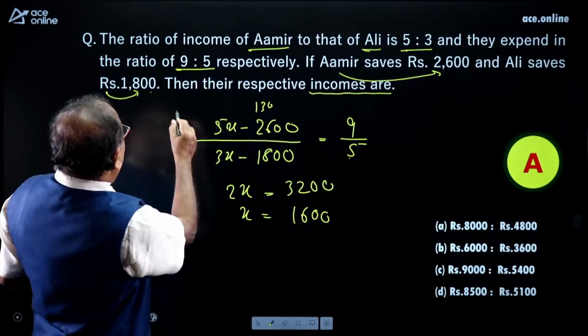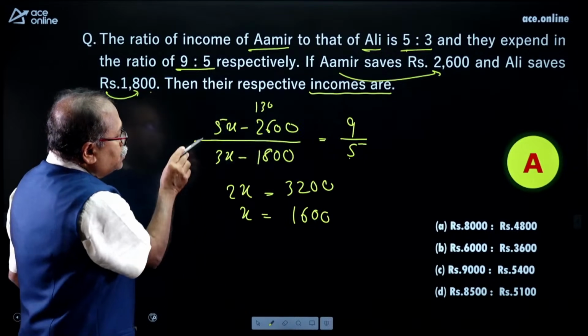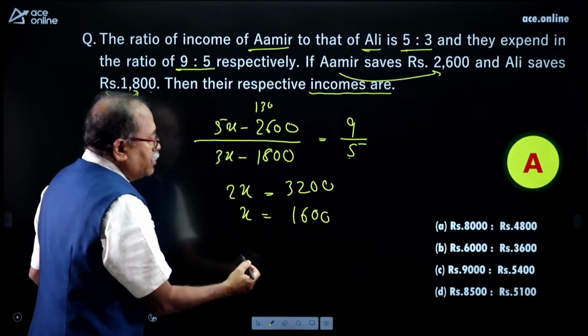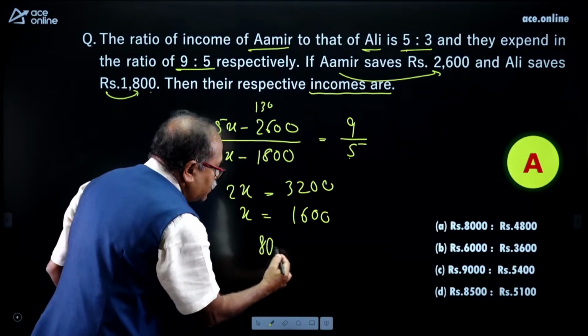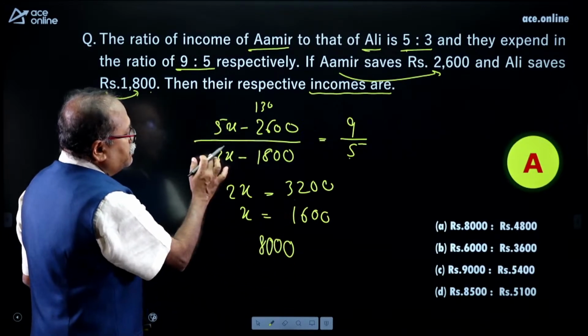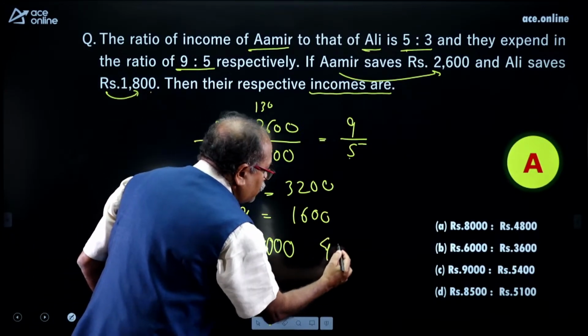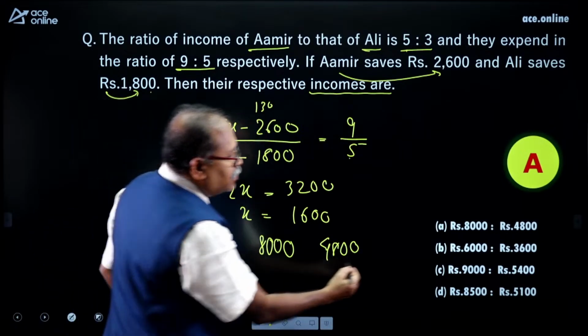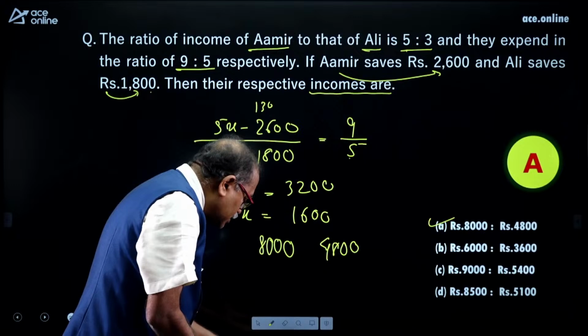What is their respective income? So if the x is 1600, the first number will be 16 into 5, that is 8000. And the second number will be 16 into 3, that comes 4800. So do we have any option? That's 8000 and 4800. Option choice A.